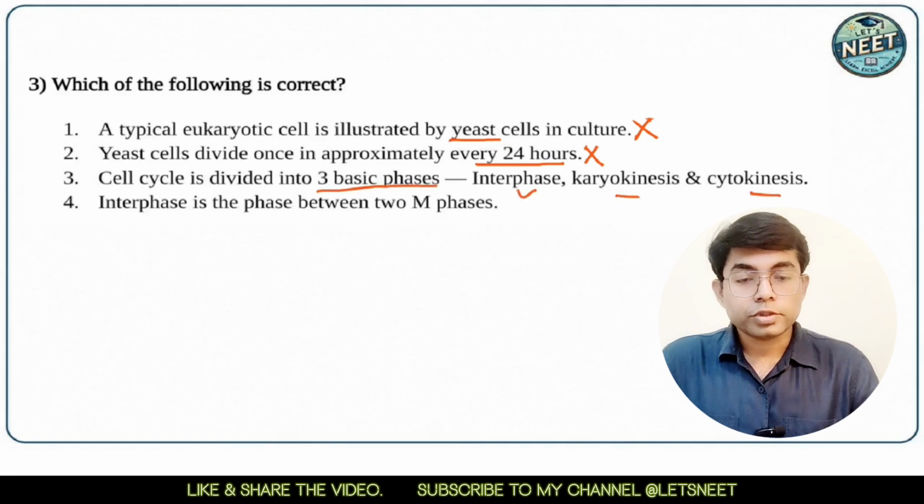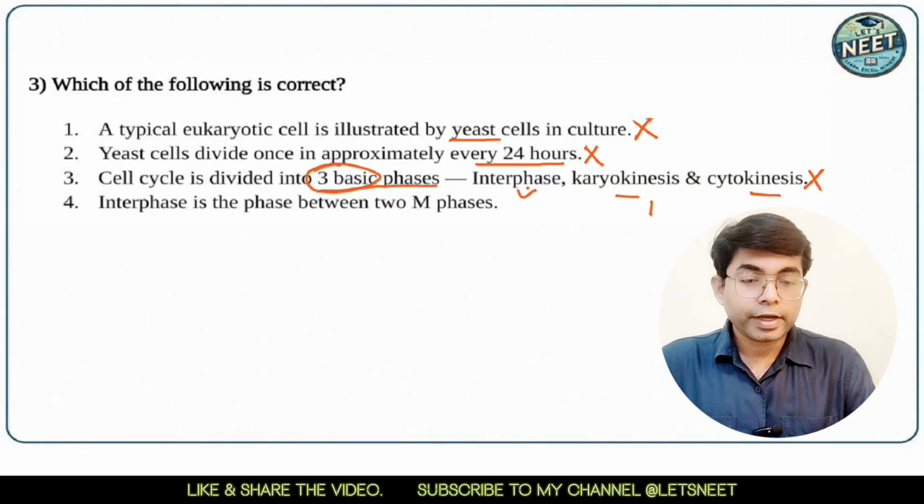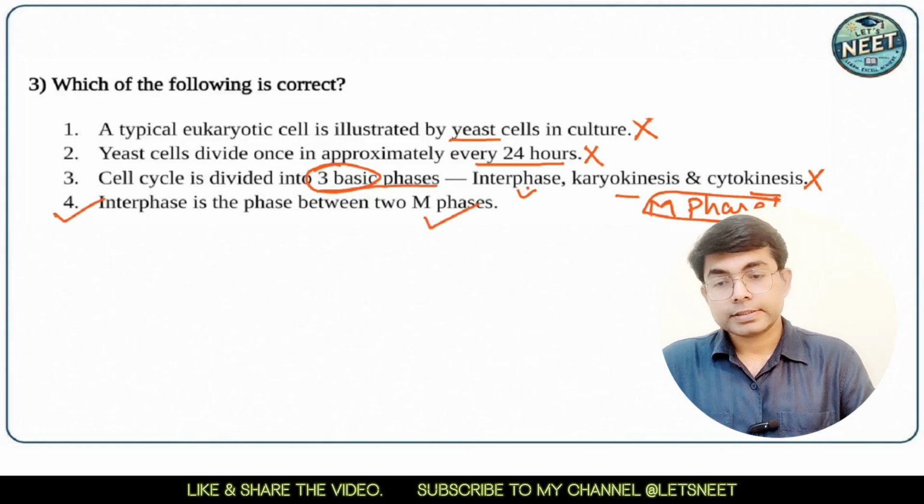Cell cycle is divided into 3 basic phases: interphase, karyokinesis, cytokinesis. Is it right? No, this is also wrong. It is divided only into 2 phases, interphase and M phase. NCERT line, it is divided into 2 phases. Interphase is the phase between 2 M phases. This is a correct statement. So 1, 2 and 3 are wrong. The 4th one is the correct.